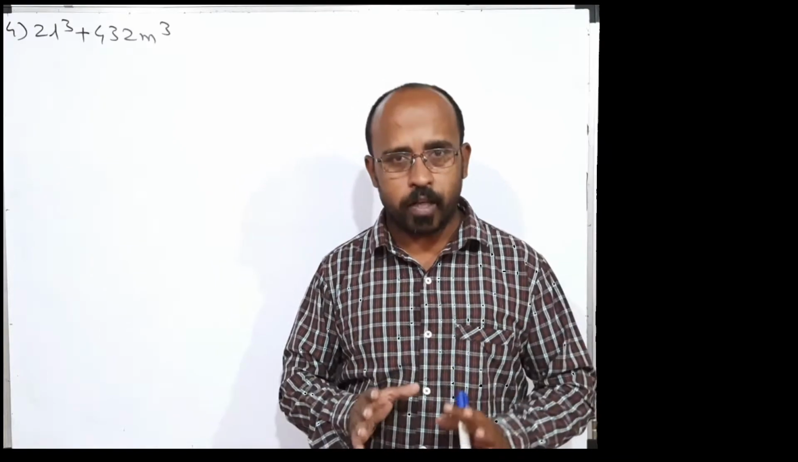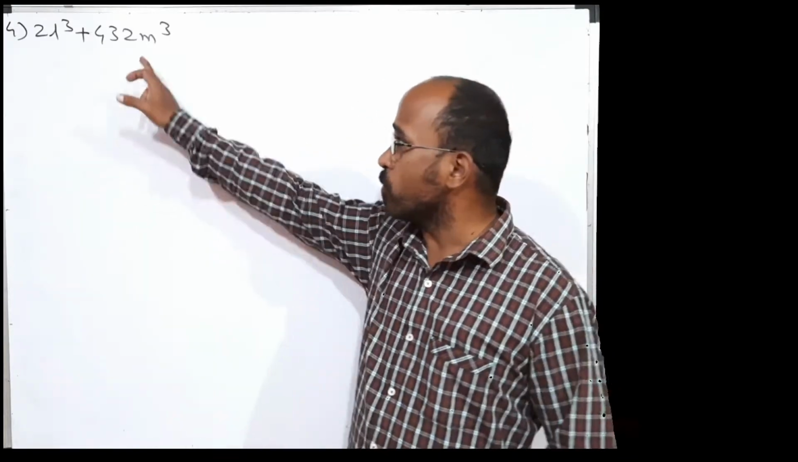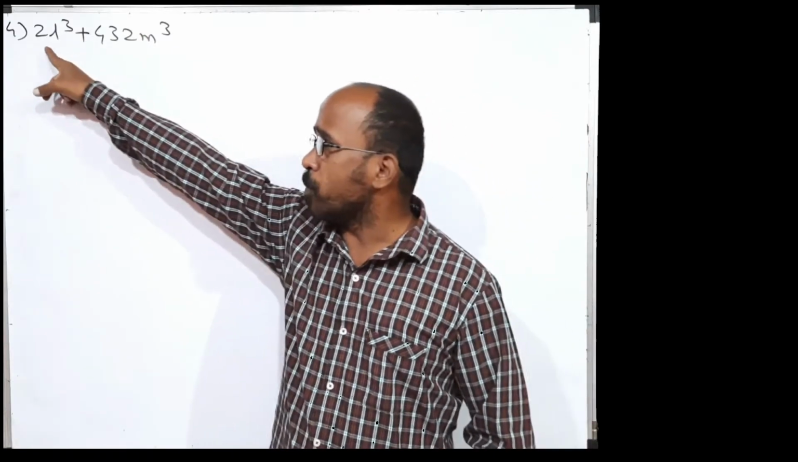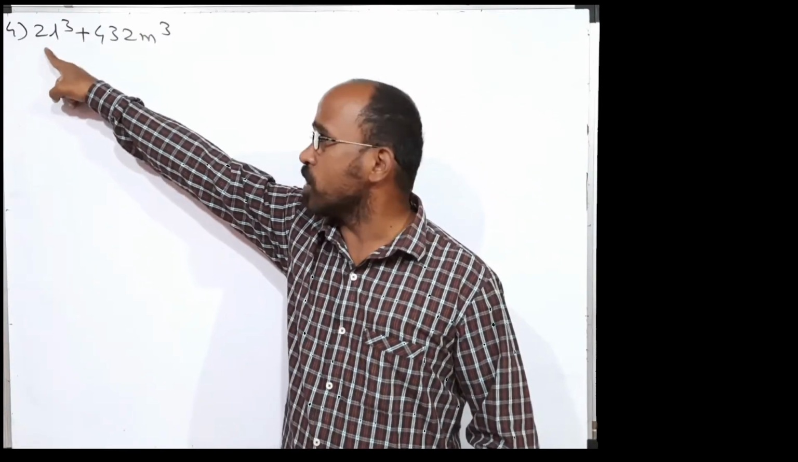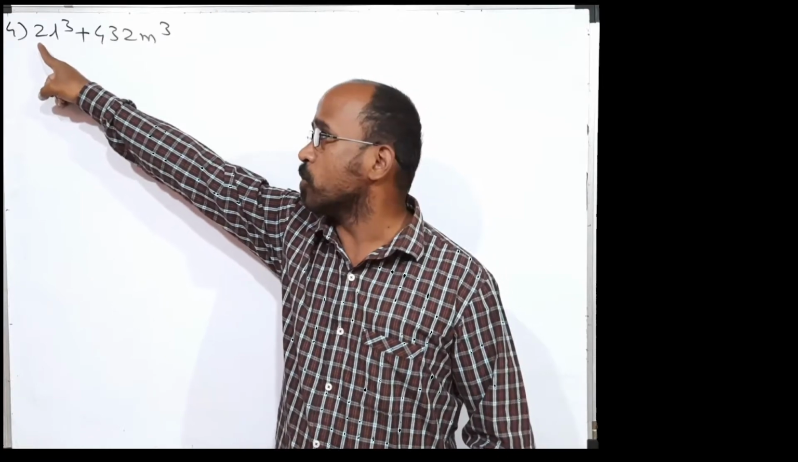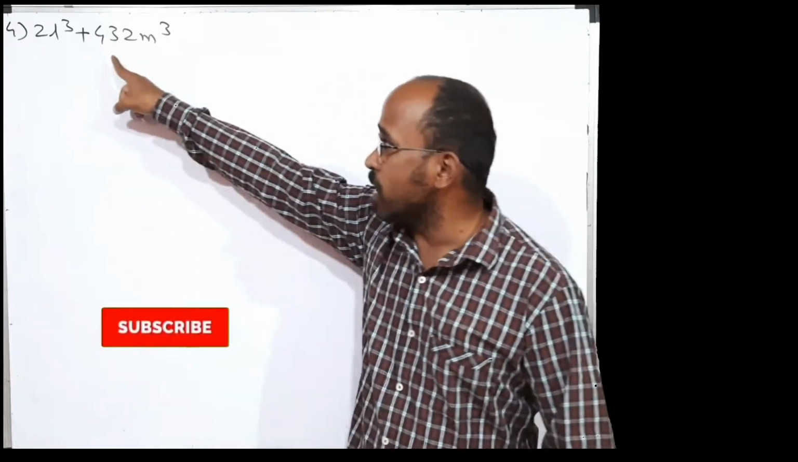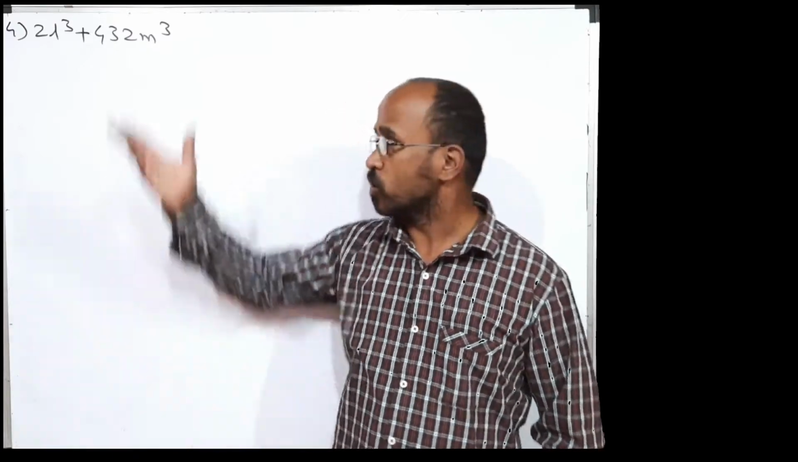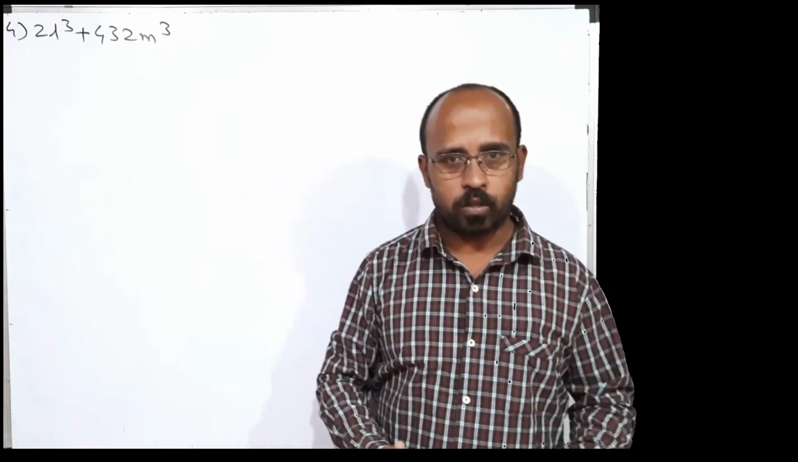To use the formula of a cube plus b cube, what we have to do? We have to find out cube root of both of the terms. Okay, cube root of 2l cube. Students, you may say that, sir, it's not possible to find out cube root of 2, as well as this 432 is also not a cube of any number. So it's not a perfect cube number. Then how to find it out?